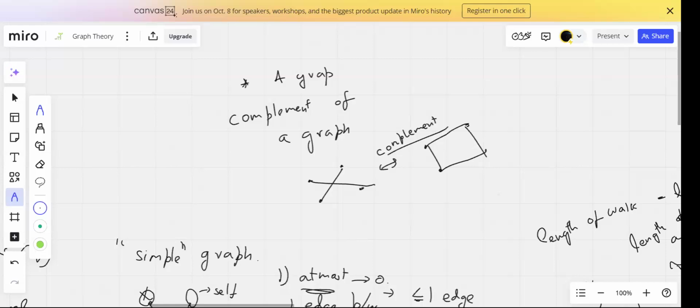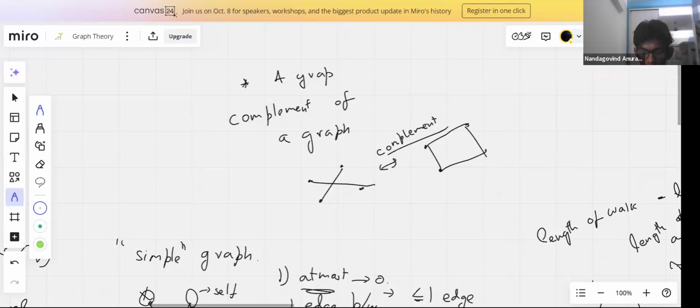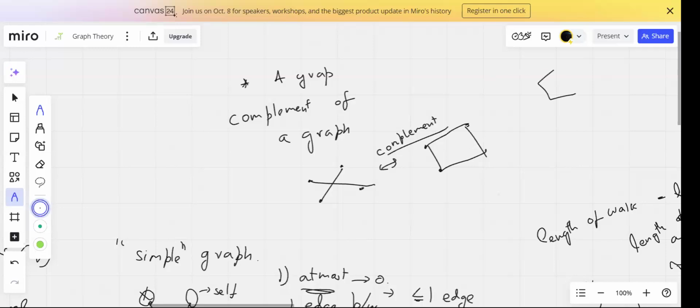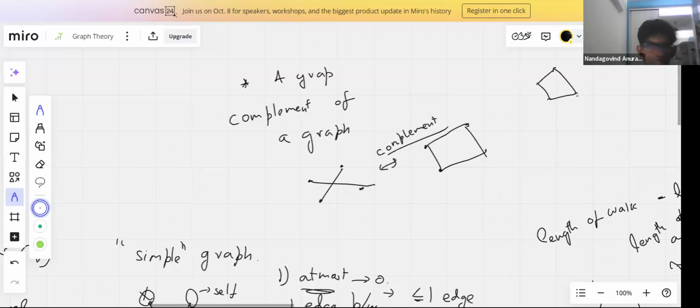The complement of a cycle, nothing special can be said about it. The complement of a clique is an empty graph. The clique is the entire connection, all the edges present, so that will just map into the empty graph and vice versa.